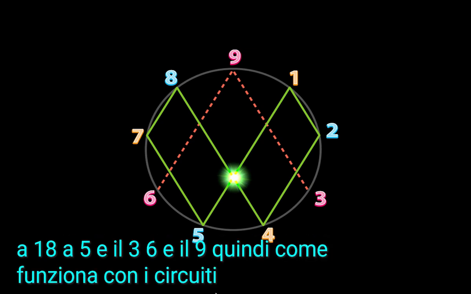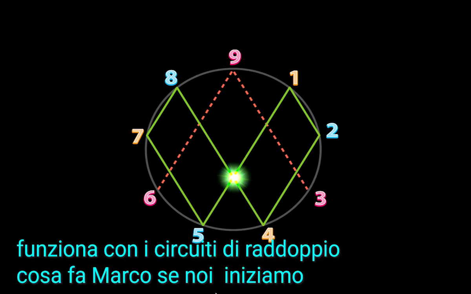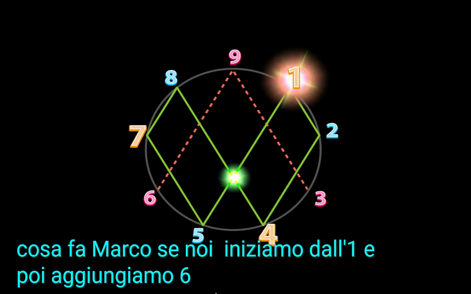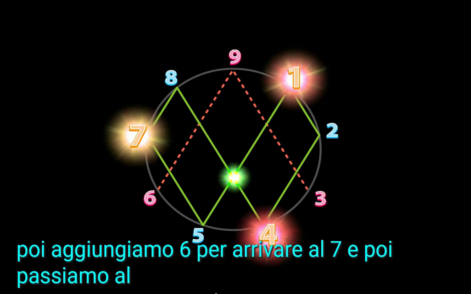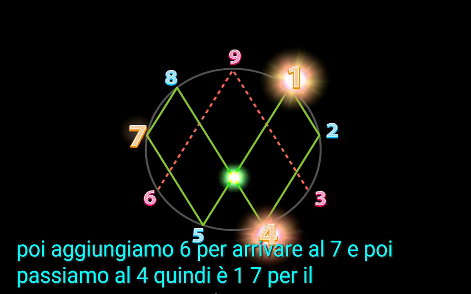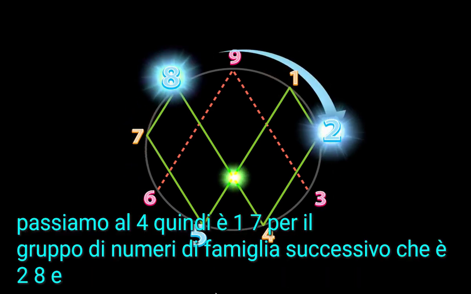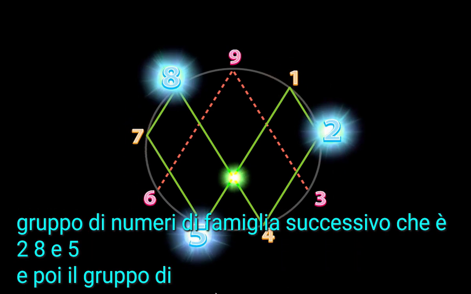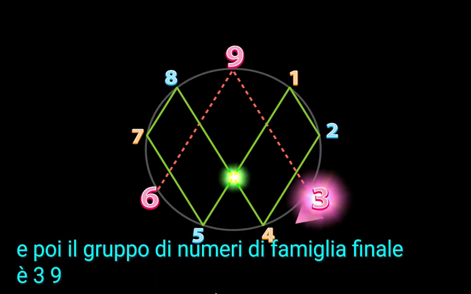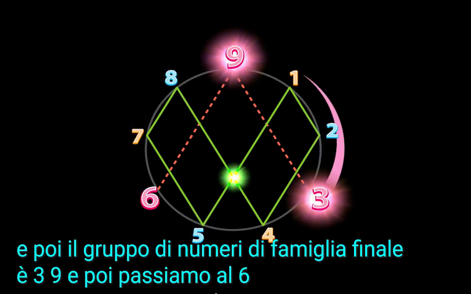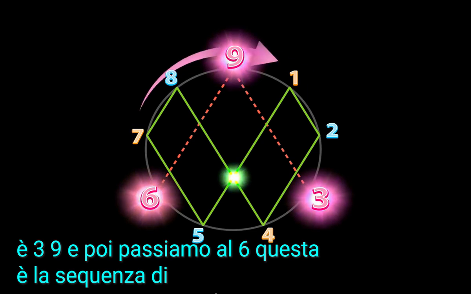So how this works with the doubling circuits, what Marco does is we start at the 1, and then add 6 to get to the 7, and then we go around to the 4. So it's 1, 7, 4. The next family number group is 2, 8, and 5. And then the final family number group is the 3, 9, and then around to the 6. This is the firing sequence.